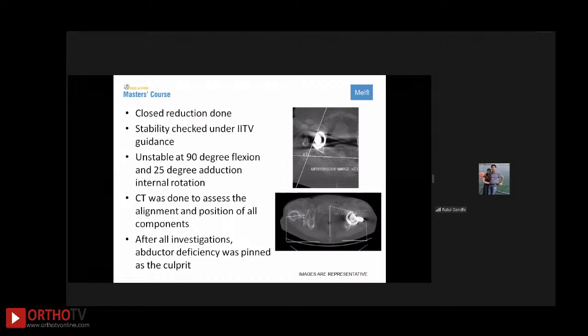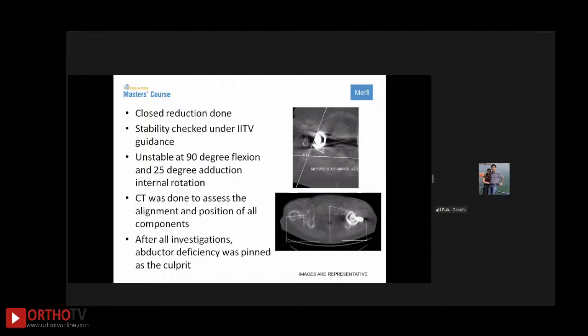Initially we did a closed reduction under anesthesia, and after reduction we did a stability check under the IITV guidance, which suggested that the hip was unstable at 90 degrees of flexion and around 20 to 25 degrees of adduction and internal rotation. CT was done to assess the alignment and position of all the components, but it suggested that the acetabular and the femoral components were within the normal alignment markers.